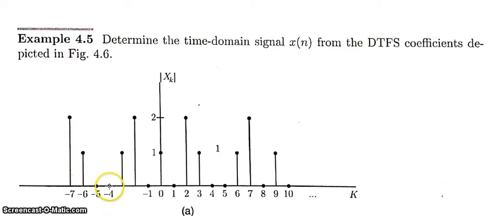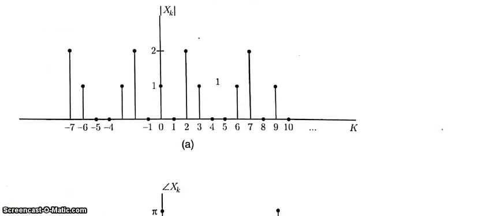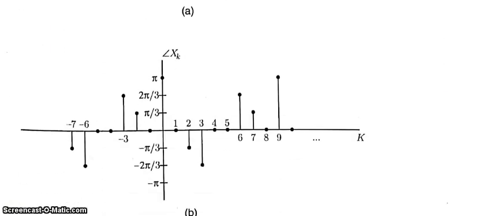See, at -4 the value is 0, at -5 it is 1. Again after 4, at 5 it is 0, at 6 the value is 1, at 7 it is 2. Here at -2 it is 2. So we can say the signal is periodic with a period N equal to 9, and also the phase angle values can be read for different k values.